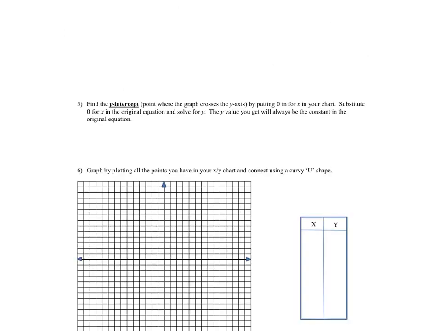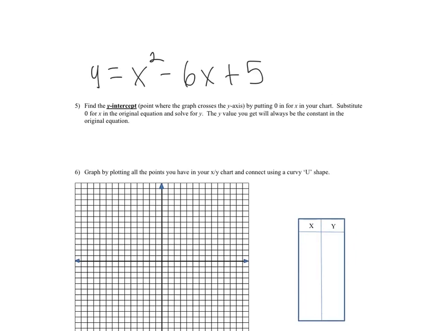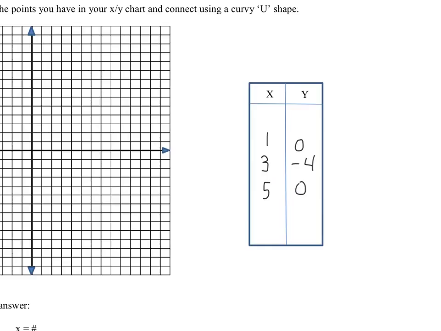Turning to the back page of your note packet, we're going to start with step 5, but let's rewrite the equation we are working with. So there's the equation, y equals x squared minus 6x plus 5. And let's also transfer over our points into our chart that we've already found. So there we have our points from the front side.